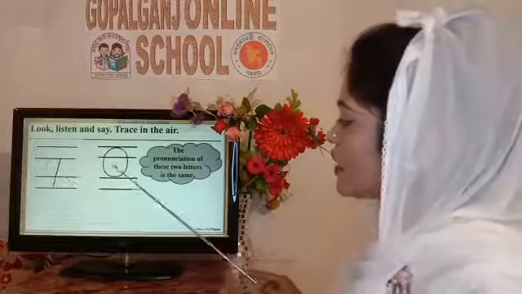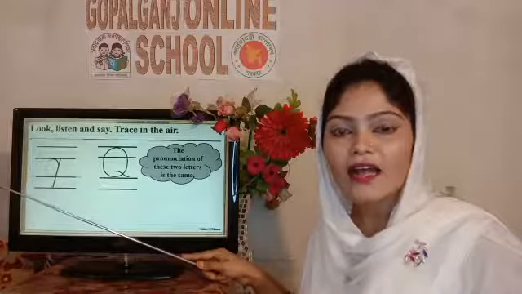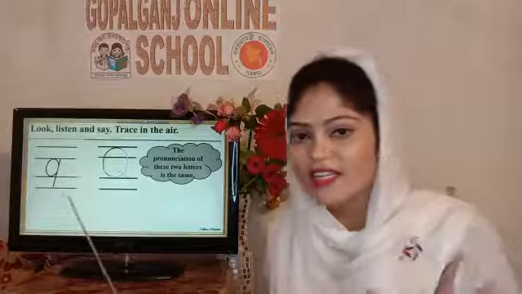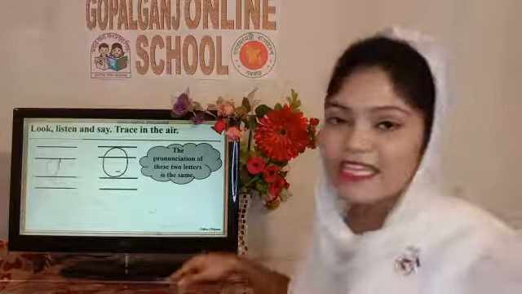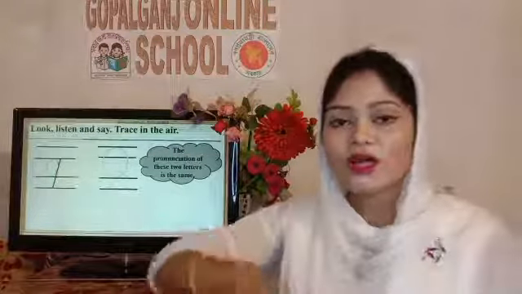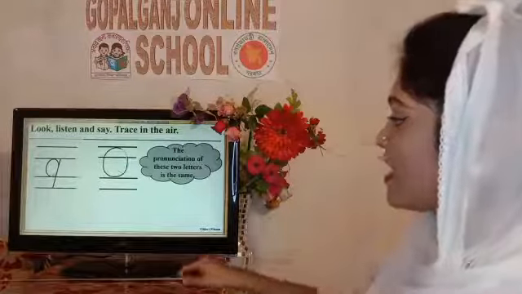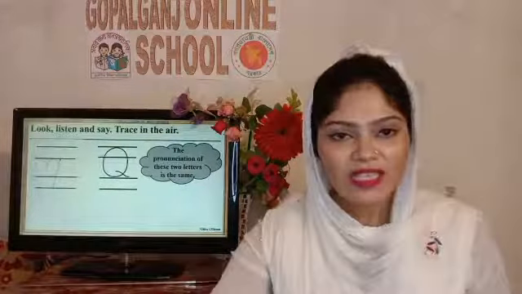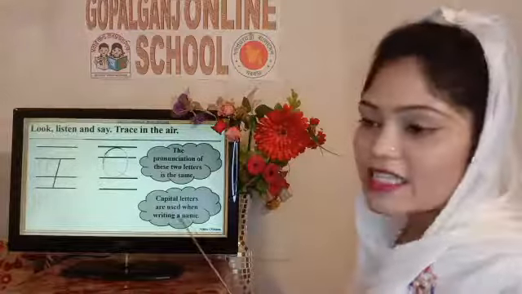Q, q. The pronunciation of these two letters is the same. The pronunciation of these two letters is the same. Capital letters are used when writing a name.